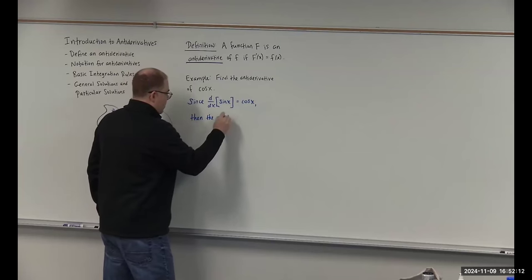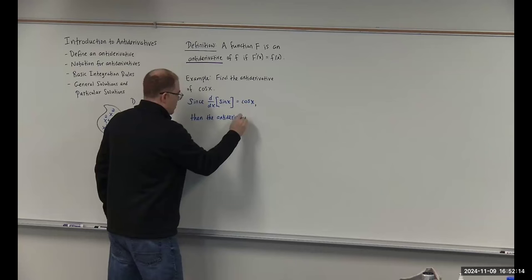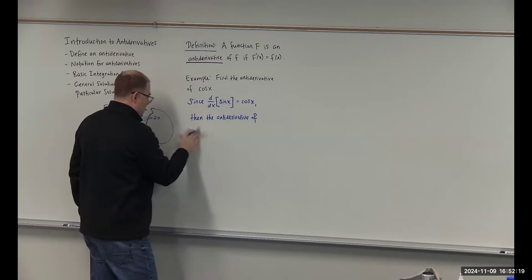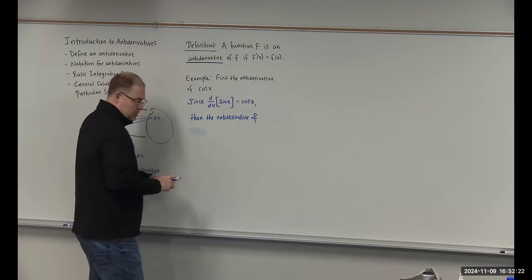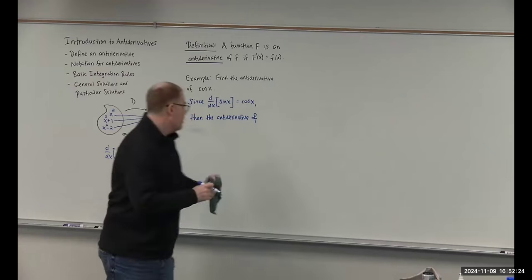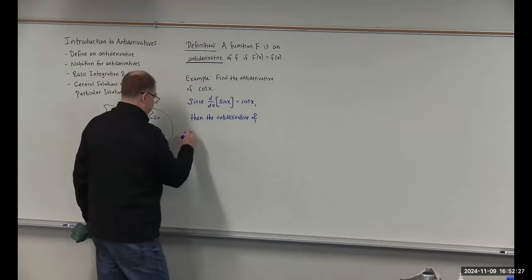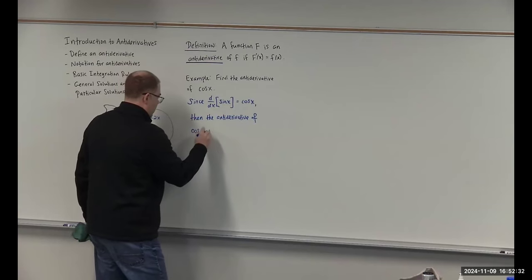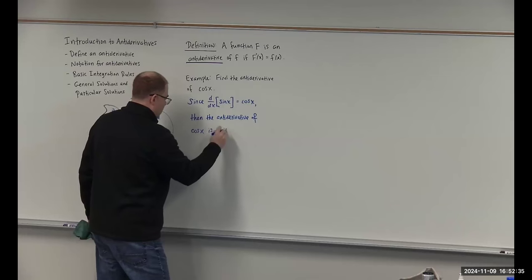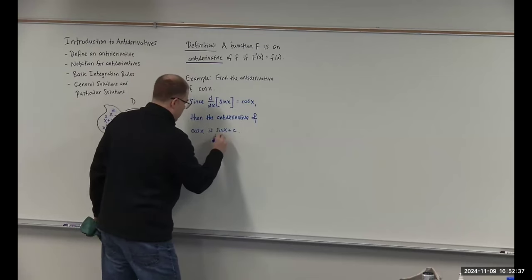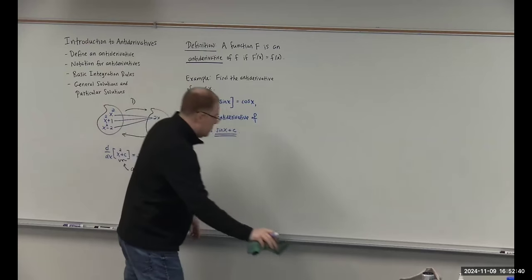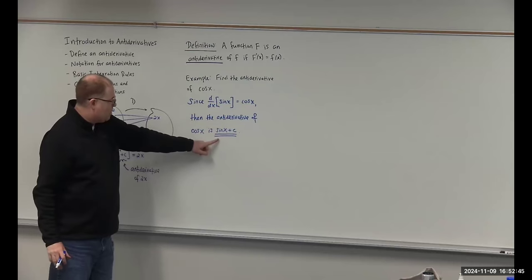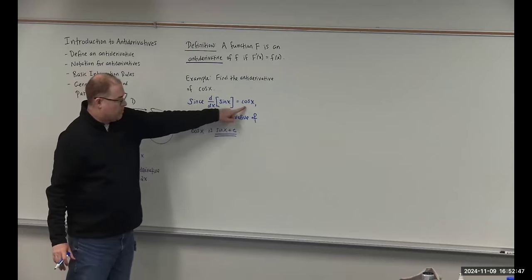the antiderivative of cosine x is going to be sine x plus some constant. So that is our antiderivative, because when we take the derivative of this, we get this form.